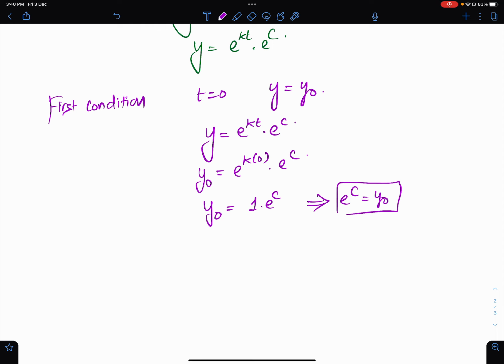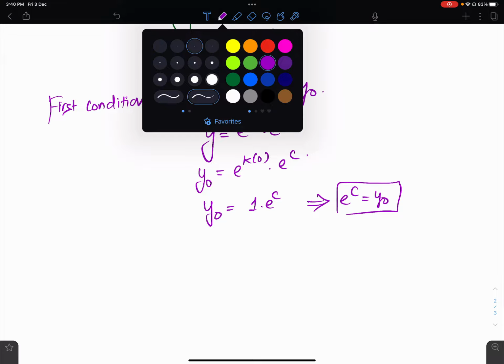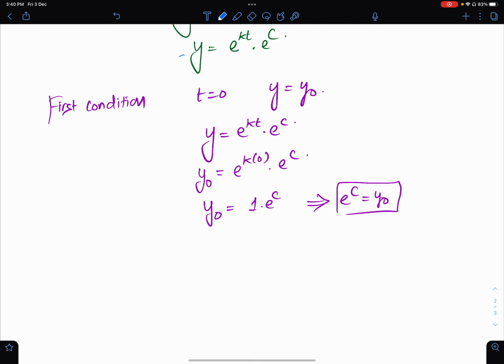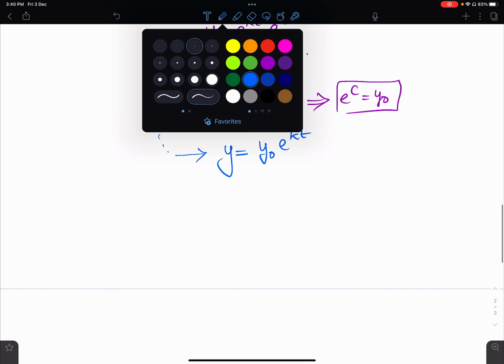Now update. You have to update before going for the next condition. I am writing this here with the updation. So y is equal to e power c, which is y naught, times e power kt, so y naught e power kt. This is the answer, not the differential equation. This is the answer after substituting the first condition. Now go to the second condition.